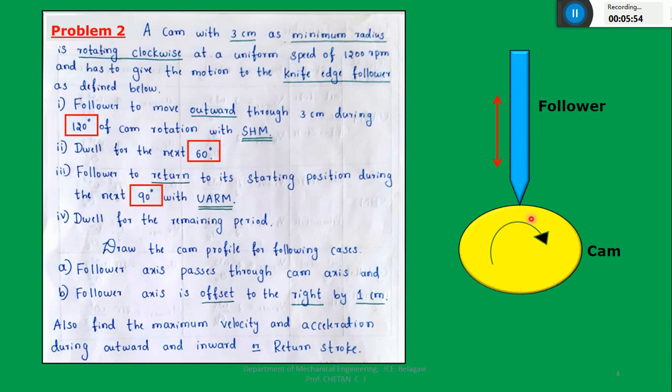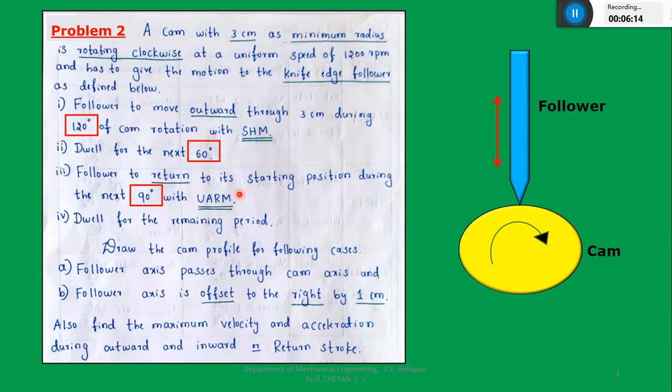Okay. First is 120. During that, the follower is moving in the upward direction. After that, for the next 60, there will not be any movement of the follower. And for the next 90 degrees, the follower will come down. And it is given that the follower is moving with uniform acceleration and retardation motion.